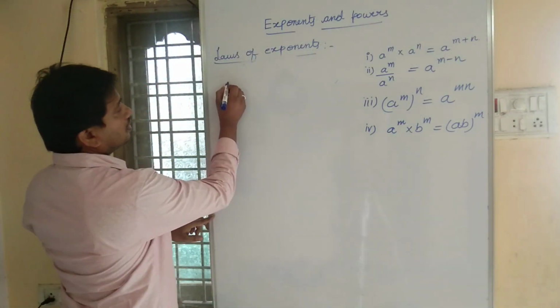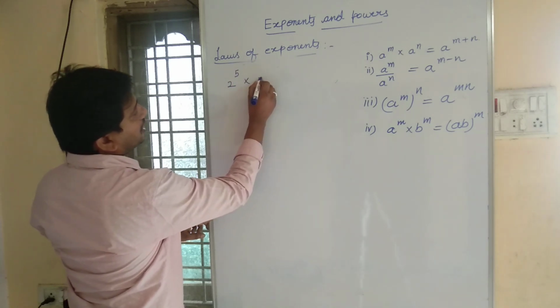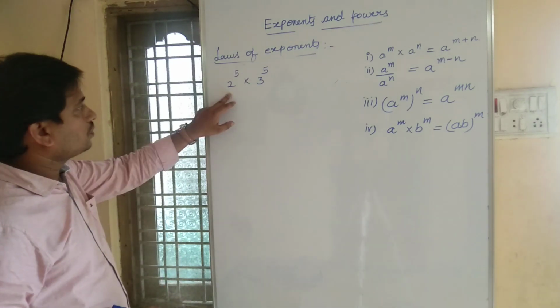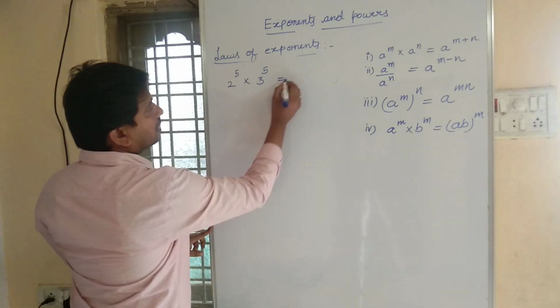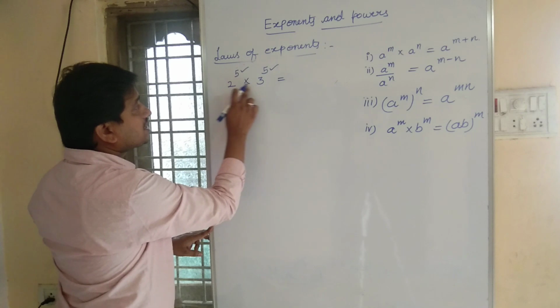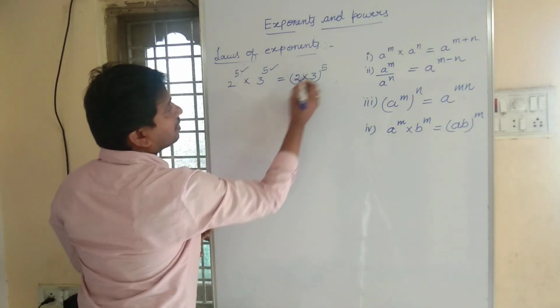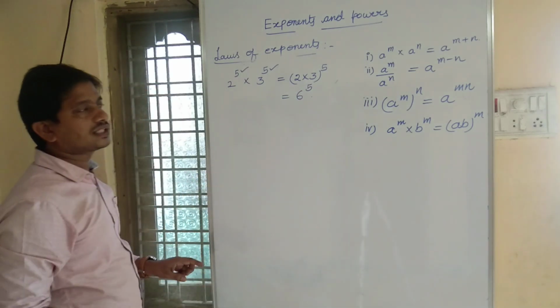So, for example, children, 2 power 5 into 3 power 5. As powers are equal, what we have to do? Bases should be multiplied. 2 into 3 whole to the power 5. I mean 2 into 3, 2 times 3 is 6, that is 6 power 5.